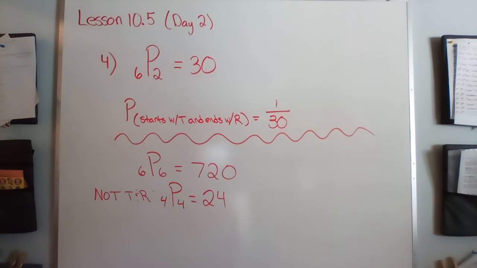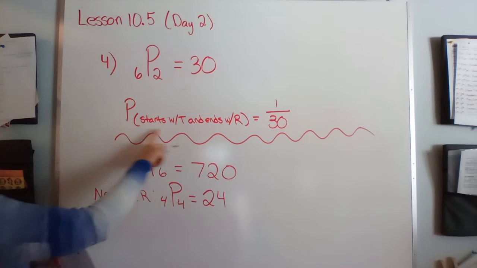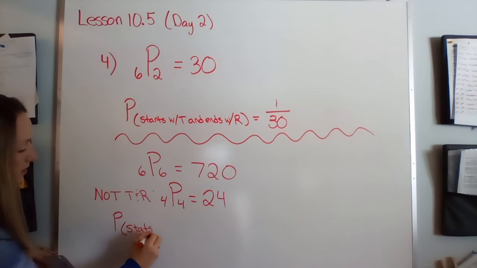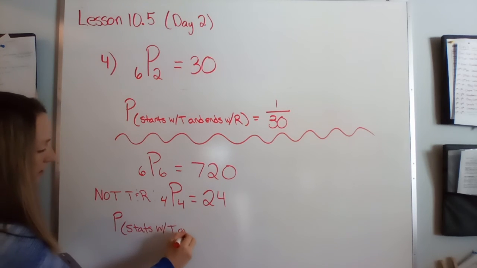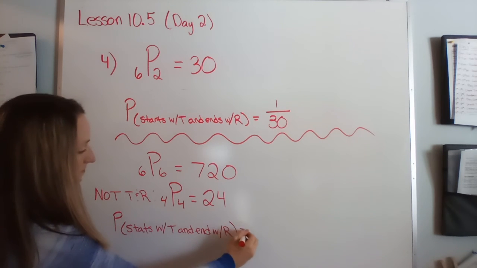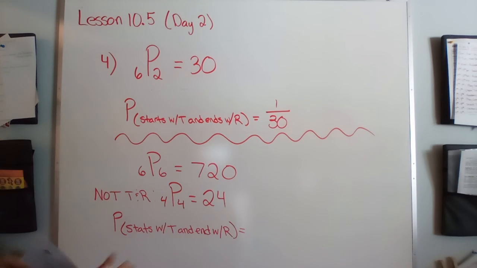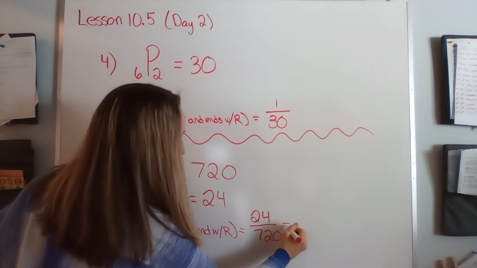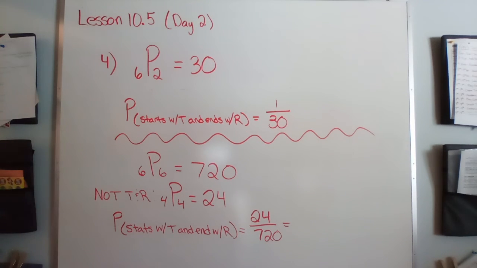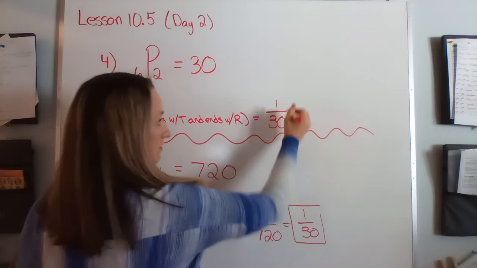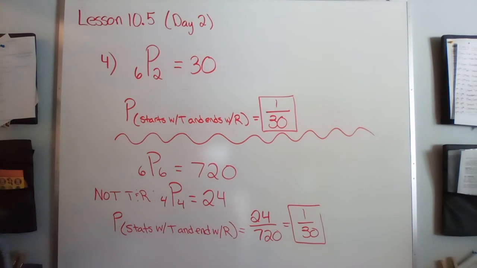Now these numbers are important for the probability part. Still setting up the same probability problem, the probability that it starts with a T and ends with an R is going to be 24 over 720, which simplifies down to 1/30th, which is the same answer I got above. So two different ways of looking at that problem.